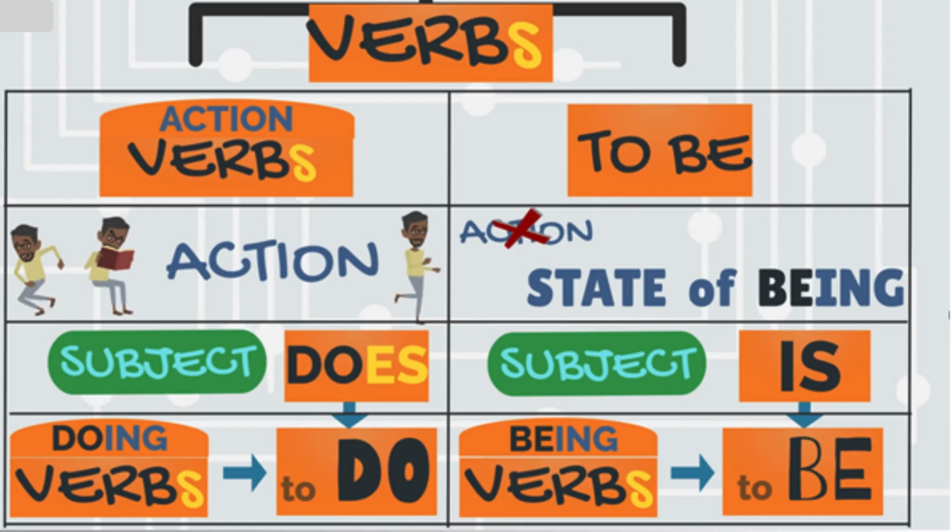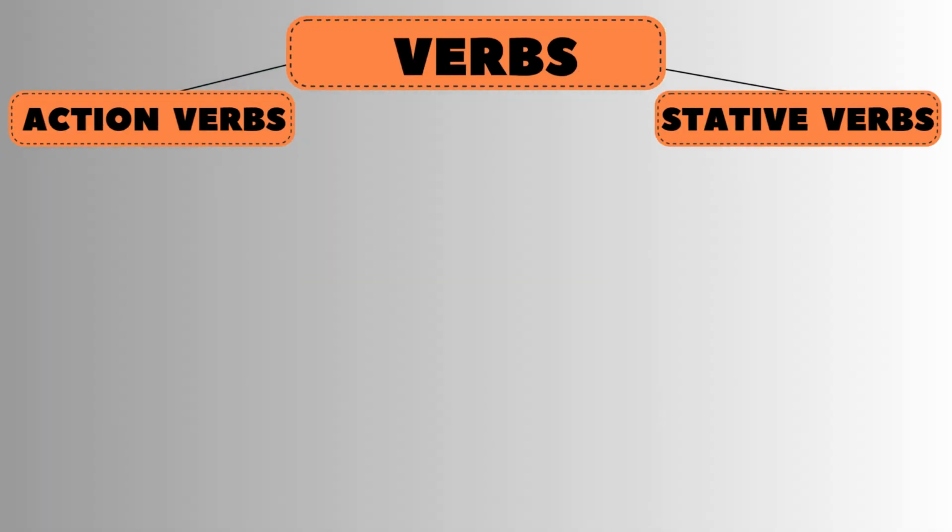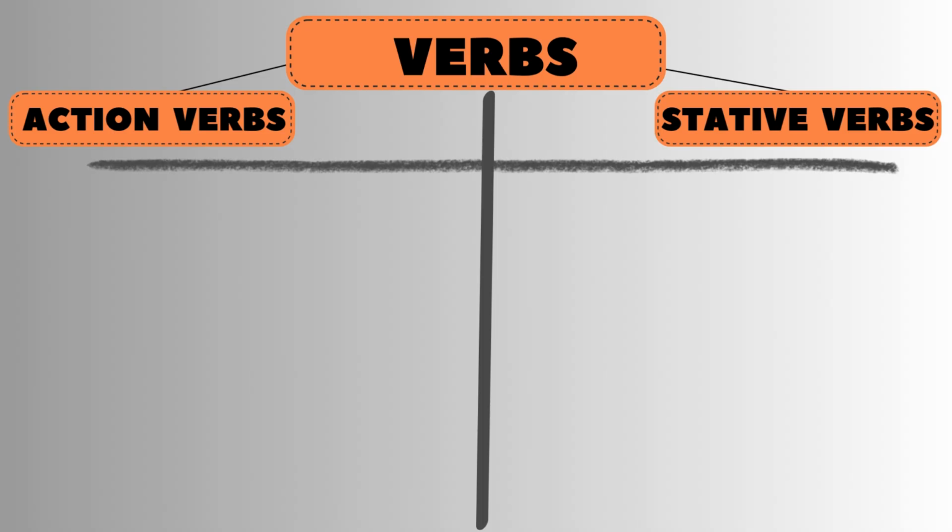As we know, most verbs show actions of subjects, but the verb to be expresses the state of being, and the verb to have expresses the state of possession. So, verbs are used to express actions or states. There are action verbs and stative verbs.